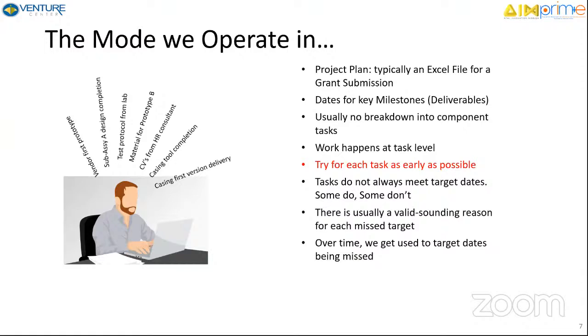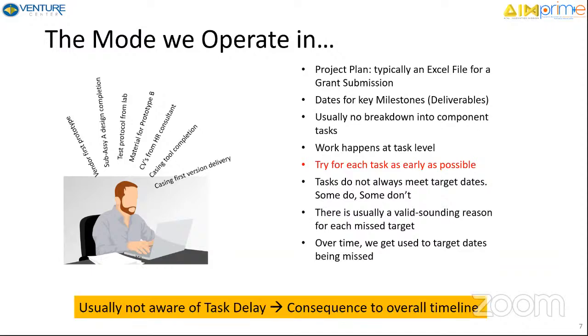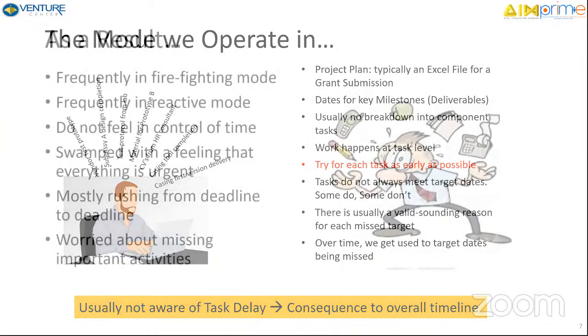And the insidious thing is, over a period of time, we get used to these dates being missed. It sort of becomes a default condition. And we live with it. Delay to hona hi hai, right? That's the kind of situation we are in. And usually, through all of this, we are not aware of a delay in a small activity today or tomorrow or day after tomorrow, and what is the impact on the overall timeline? What is the impact on the milestone date? This connectivity is usually absent.